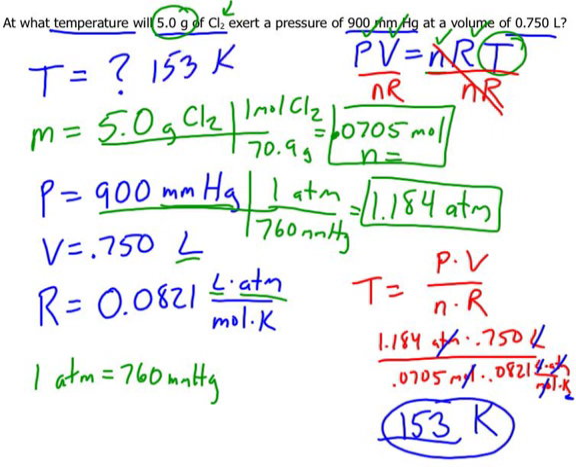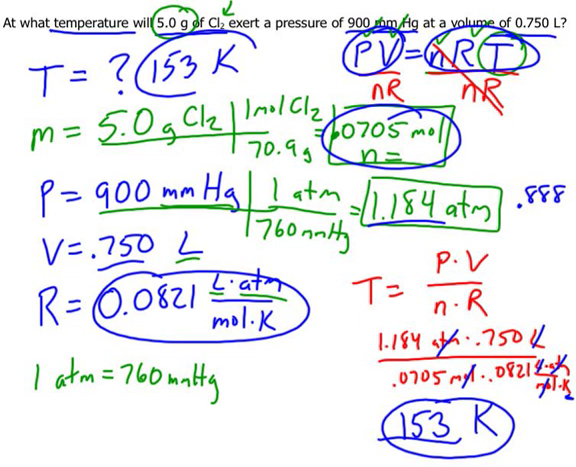And again, if I want to check, I can multiply P times V and nRT and see if these match up. So P times V, 1.184 times 0.75 gives me 0.888. That's kind of funny. And then n times R times T in Kelvin, so 153 times 0.0705 times 0.0821. I get 0.886. I mean, that's really close. It's just a round off error. So we've done it correctly.